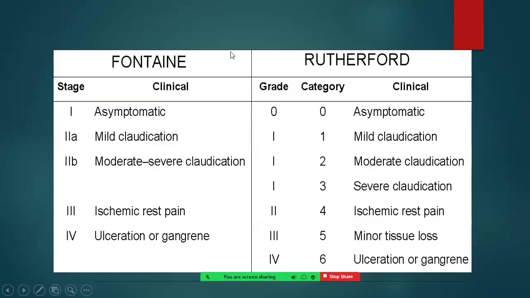This is a basic classification. We generally use the Rutherford classification used by the patient: asymptomatic, grade 1, grade 2, grade 3 mild claudication, moderate depending upon the distance of the patient, grade 3 is severe claudication, then ischemic rest pain, minor tissue loss, ulcer or gangrene. These are grade 1 to grade 6 of Rutherford. These are more clinically acceptable.